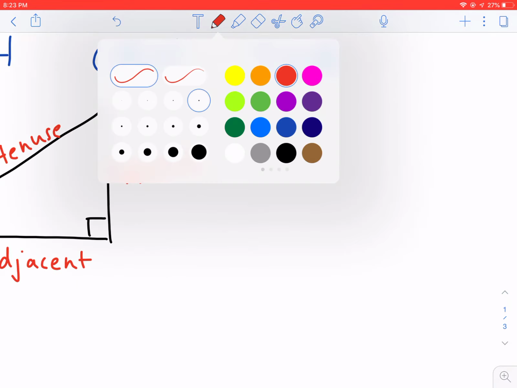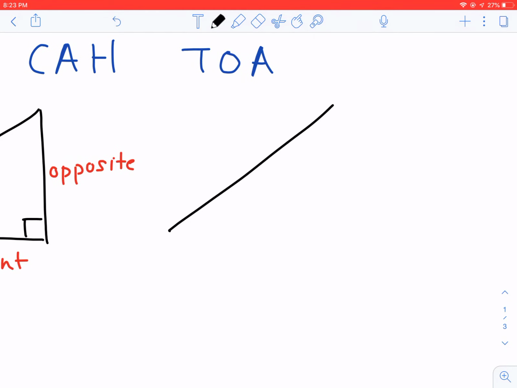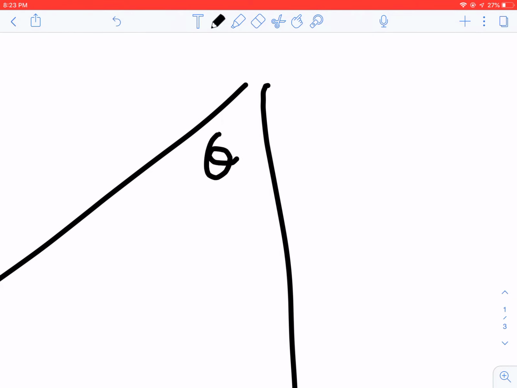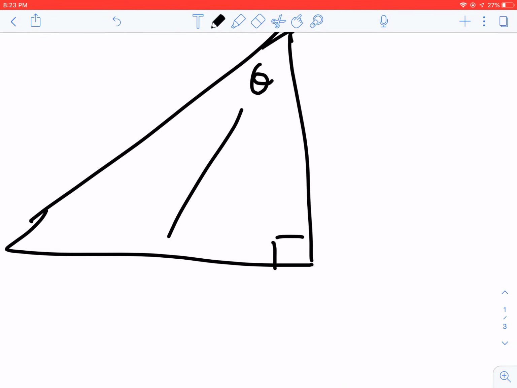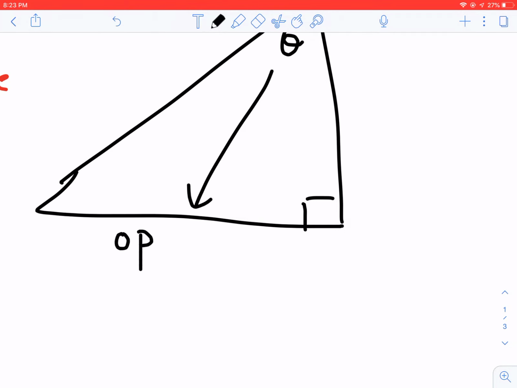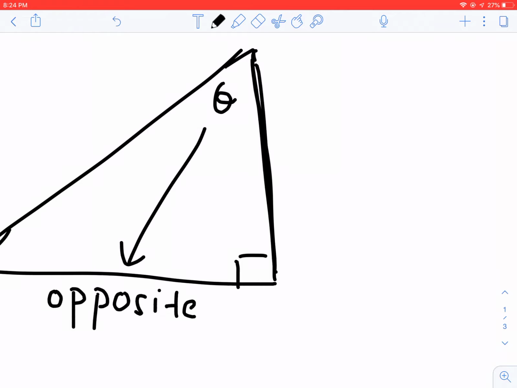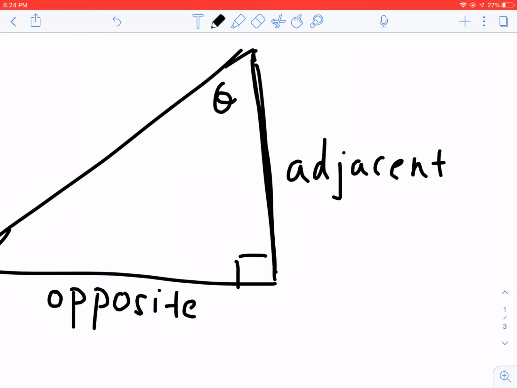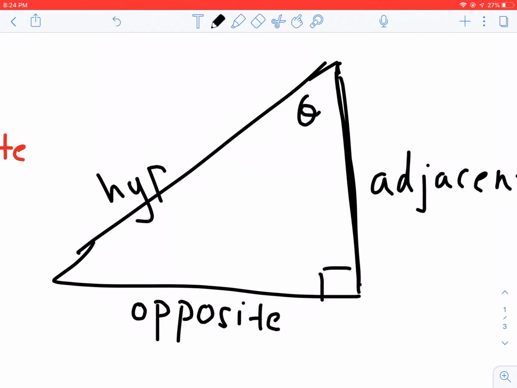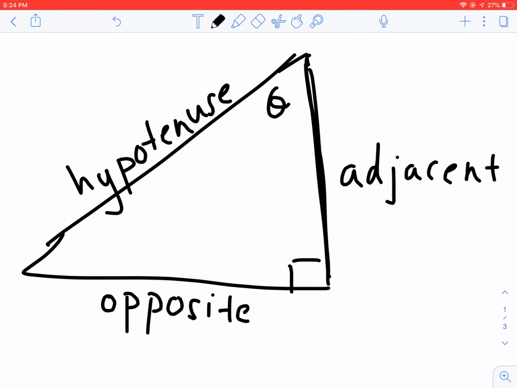Right? And of course, all of these names change, well, at least two of them change, depending on where we put theta. So if I make theta over here now, for example, this side over here is now my new opposite side. My adjacent side would now be this guy, the one that's not the hypotenuse. And the hypotenuse still, as always, will always be across from the right angle. And angle theta is never going to be the right angle. Angle theta will always be one of these two acute angles in a right triangle.